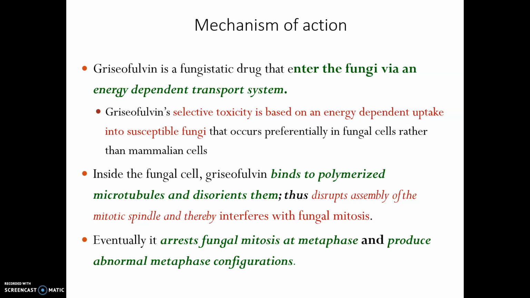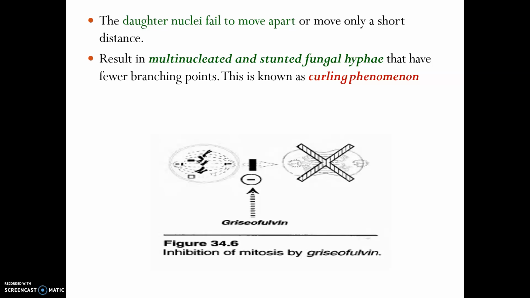Eventually the cells get arrested at metaphase and produce an abnormal metaphase configuration that leads to problematic mitosis, resulting in a lower level of fungal cells. The daughter nuclei fail to move apart or move only a short distance, resulting in multinucleated and stunted fungal hyphae. That is the curling phenomenon, which is very important in the case of griseofulvin.